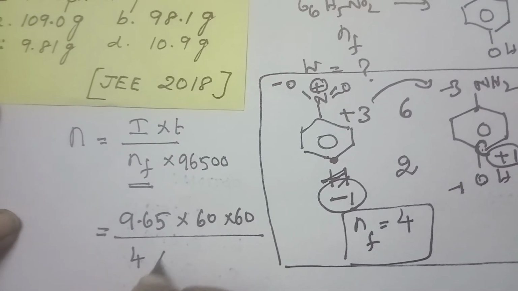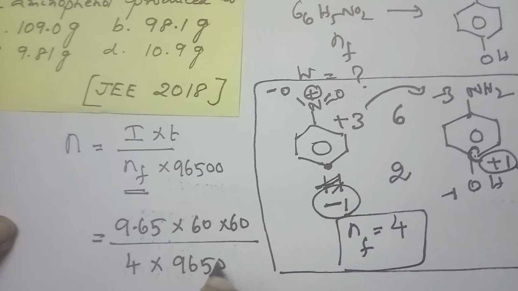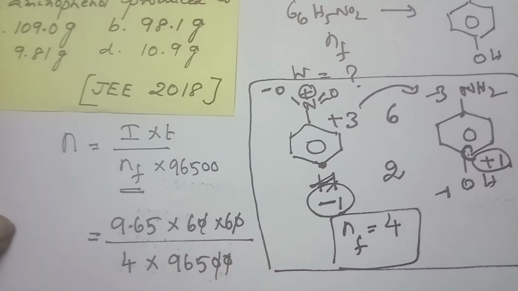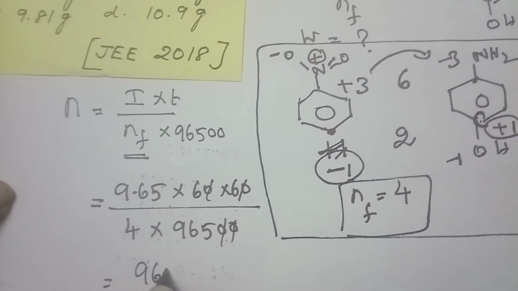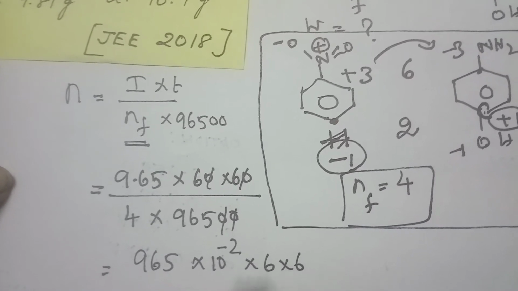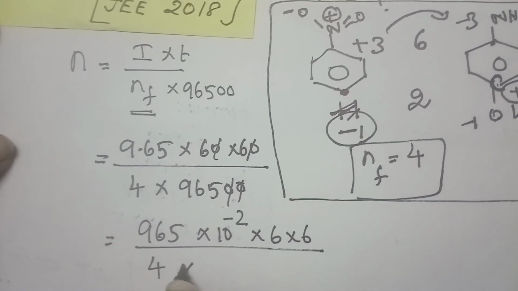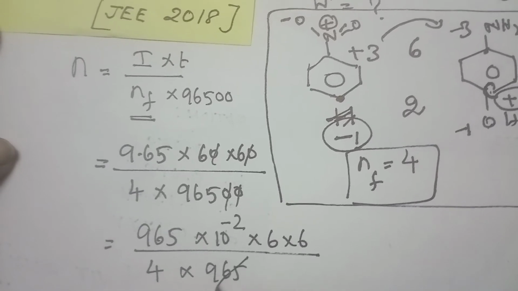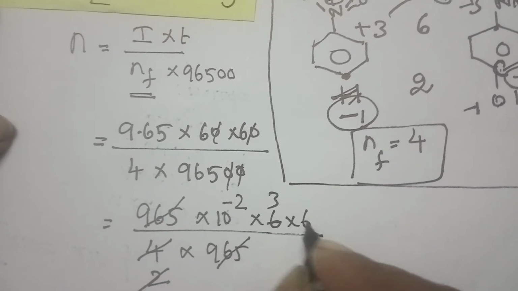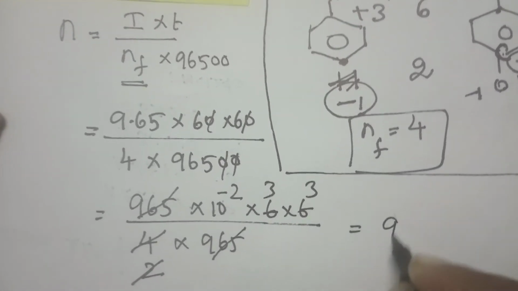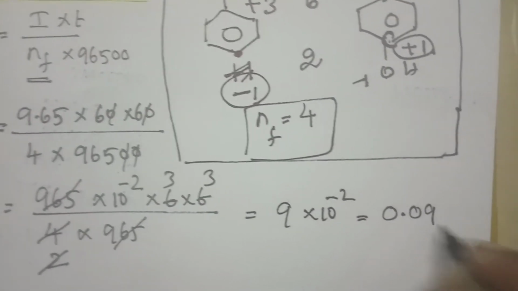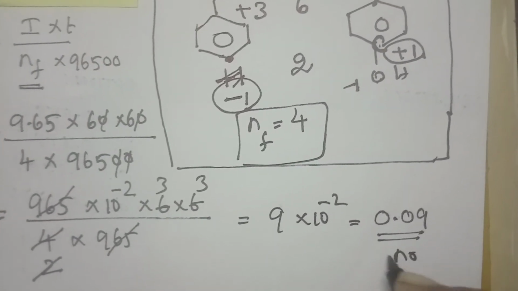The n factor is 4 and this is 96,500. On cancelling, 9.65 you can write as 965 into 10 power -2, into 6, divided by 4 into 965. So these get cancelled, and here it is 2 times 3 and this is 2 times 3. 3 3s are 9, into 10 power -2, is equal to 0.09, the number of moles.